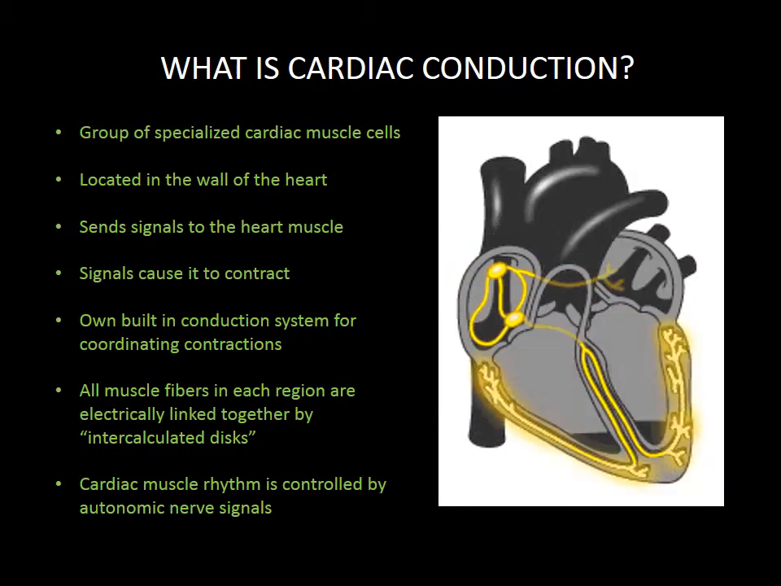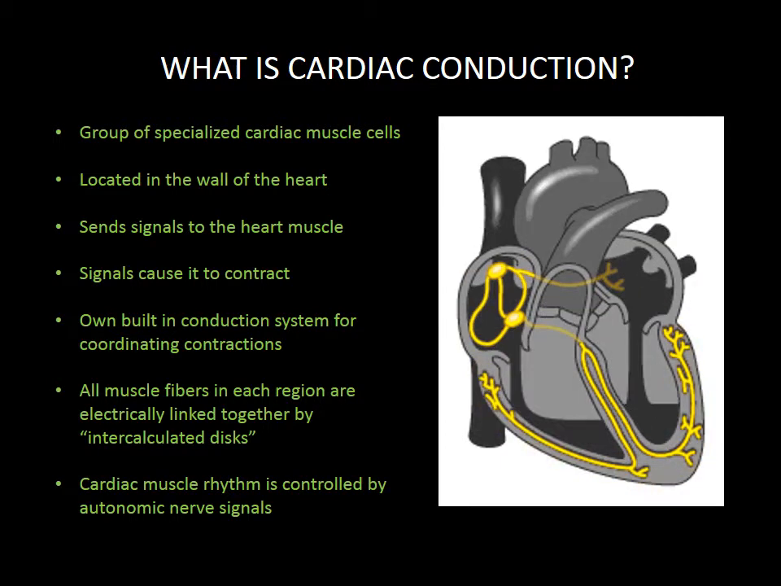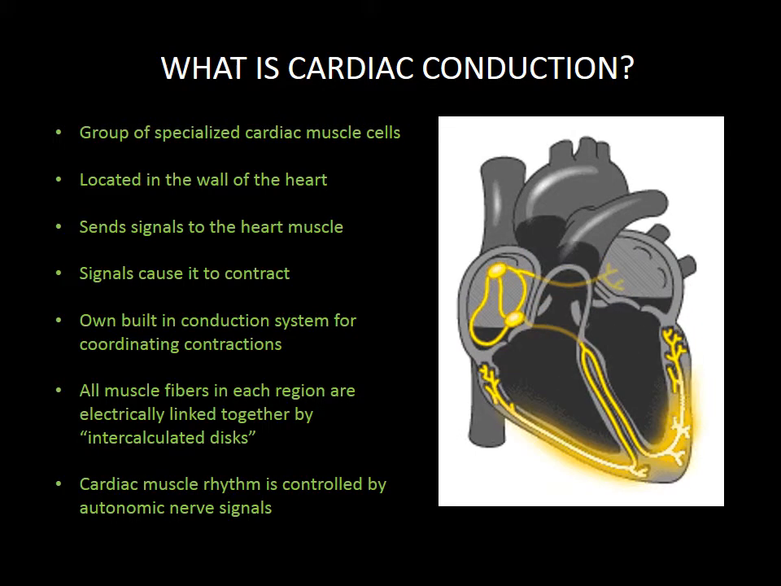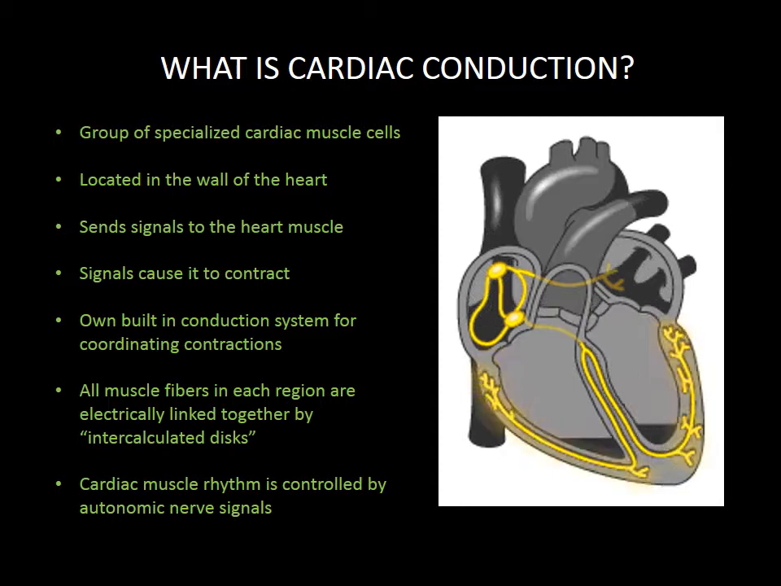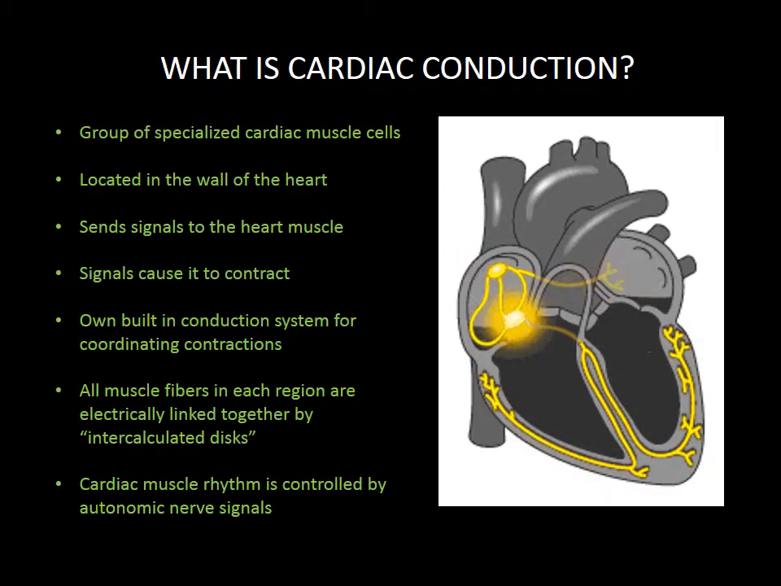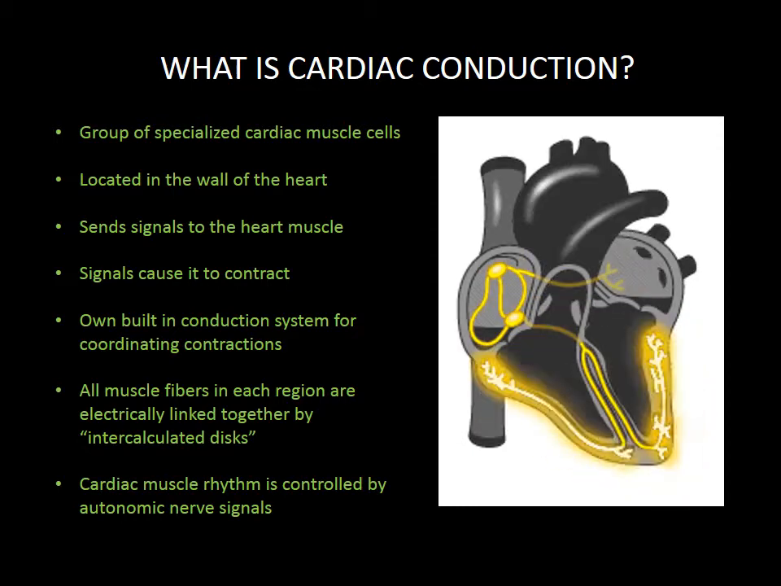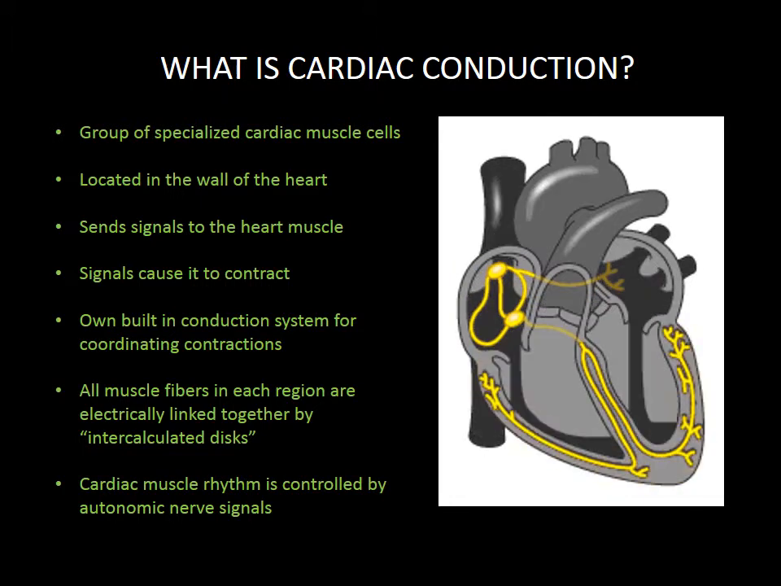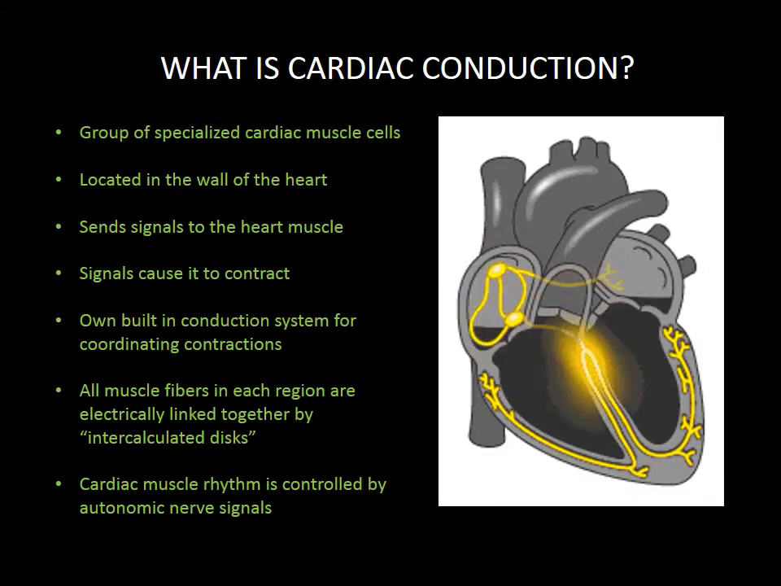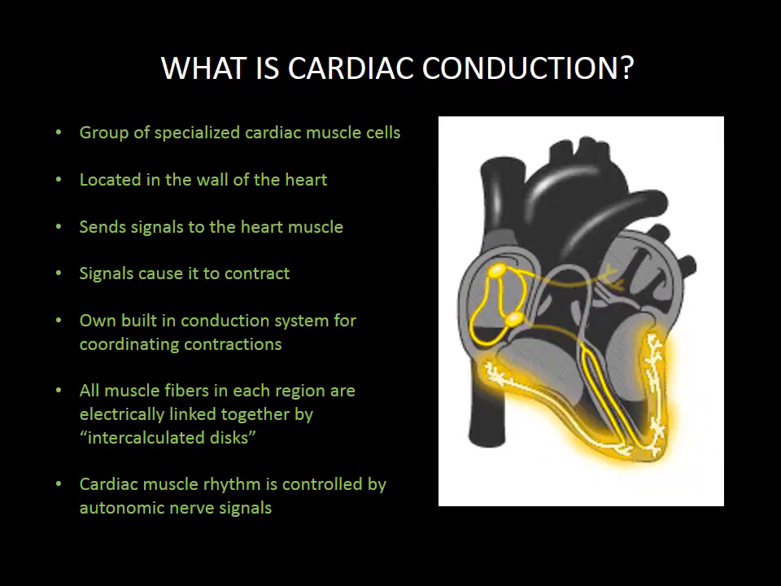Before we talk about the components of the cardiac conduction system, let's actually talk about what it is. The cardiac conduction system is a group of specialized cardiac muscle cells located in the wall of the heart that send signals to the heart muscle, causing it to contract. A neat thing about the cardiac conduction system is that it has its own built-in conduction system for coordinating contractions. The other thing to note is that all muscle fibers in each region are electrically linked together by intercalated discs. This means that there are connections that electrically join muscle fibers into a single unit. This will cause both atrial walls to contract at the same time and both ventricular walls to contract at the same time. Another thing to note is that cardiac muscle rhythm is controlled by autonomic nerve signals. Let's move on to the next slide.